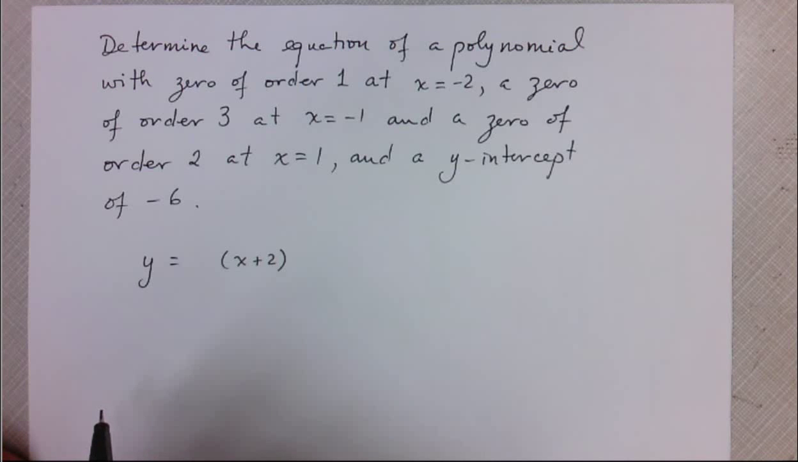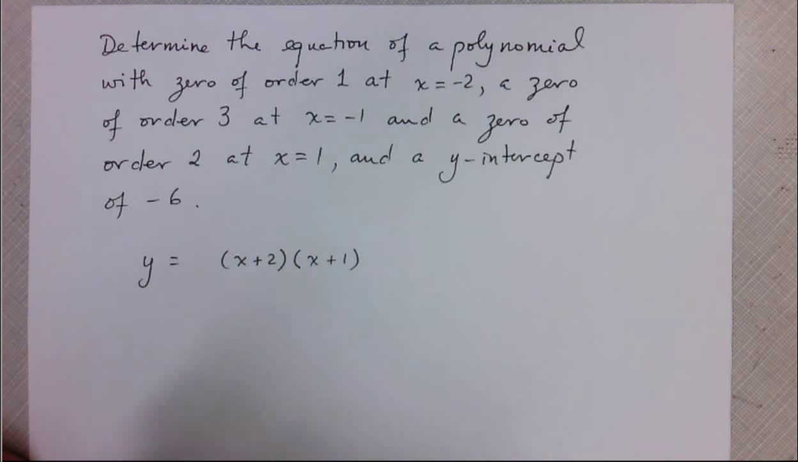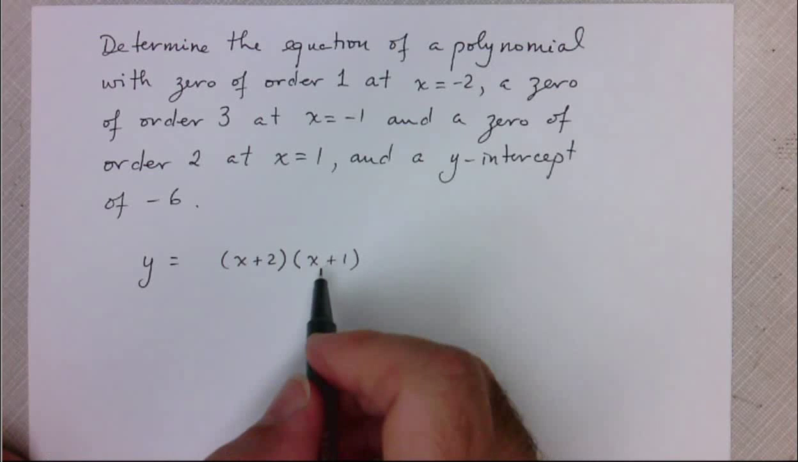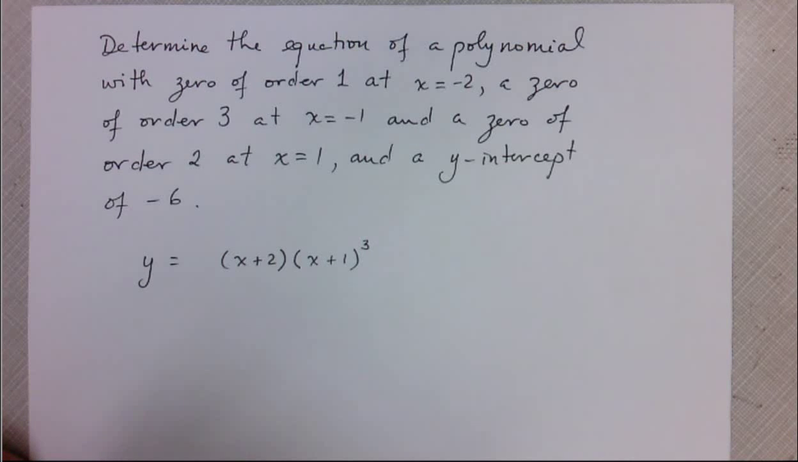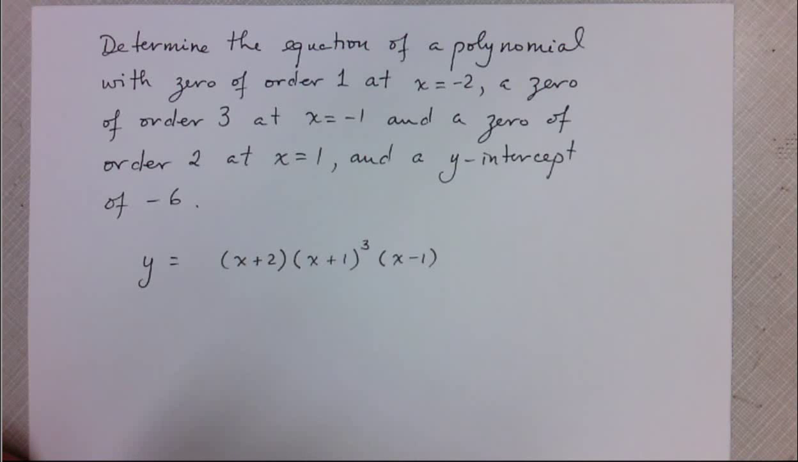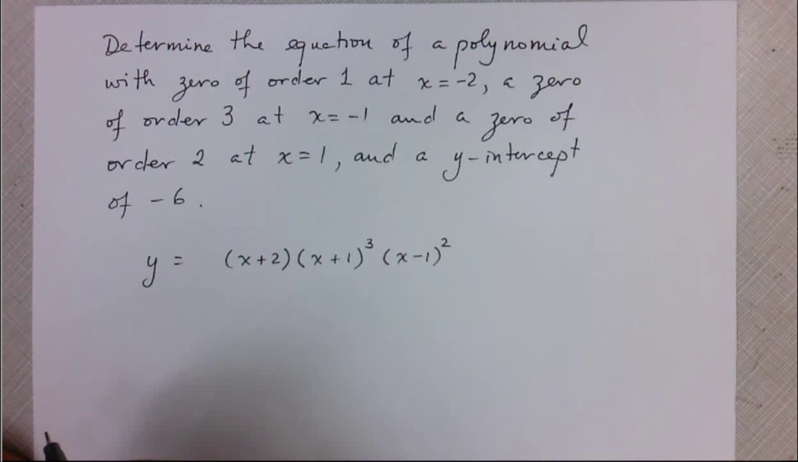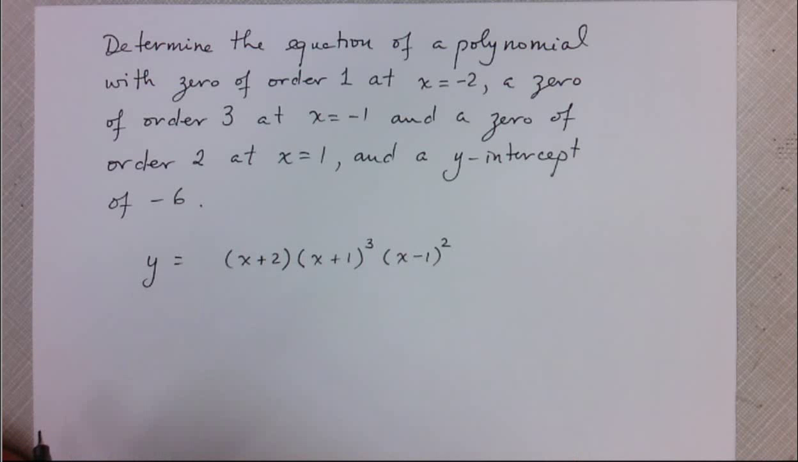We know that -1 is also a zero, so we have to have a factor of x plus 1. But here they specifically tell us that the order of this zero must be 3. So that means that factor has to have an exponent of 3. And then we go to x equals 1, so we must have a factor of x minus 1, and we know that order needs to be 2. If they're specifying the order, we have no choice. We have to go with that. Otherwise, it's up to us. So this function definitely has the correct zeros.